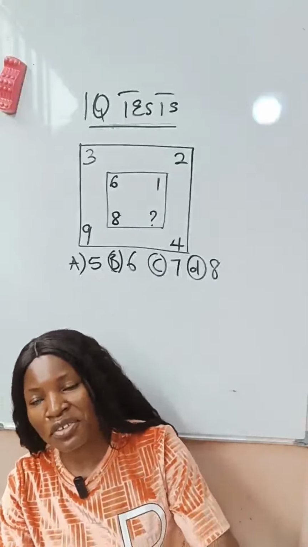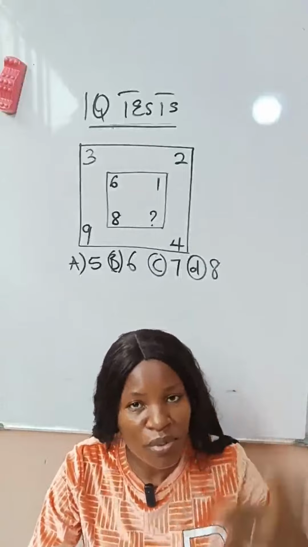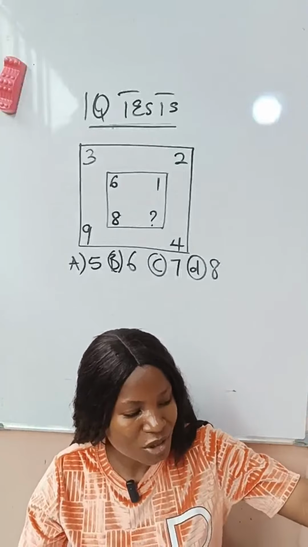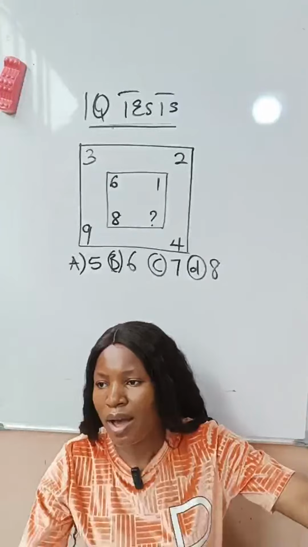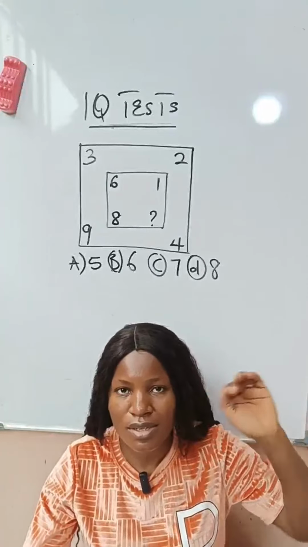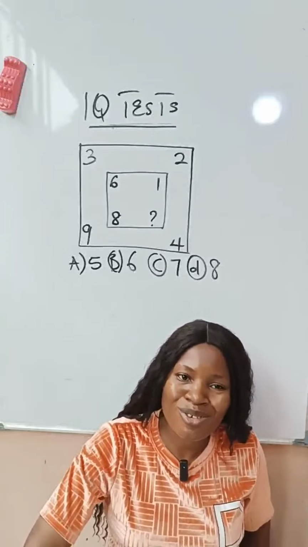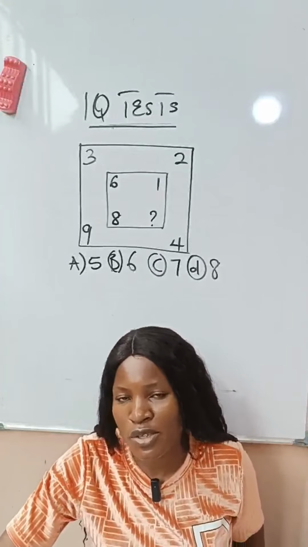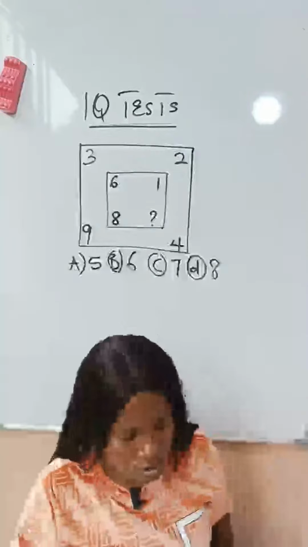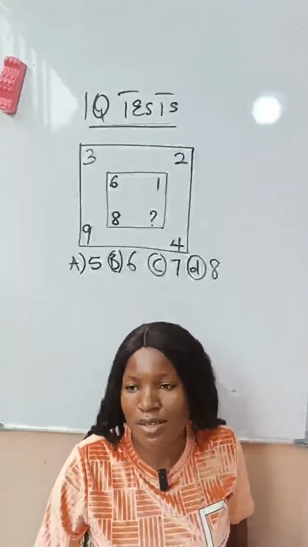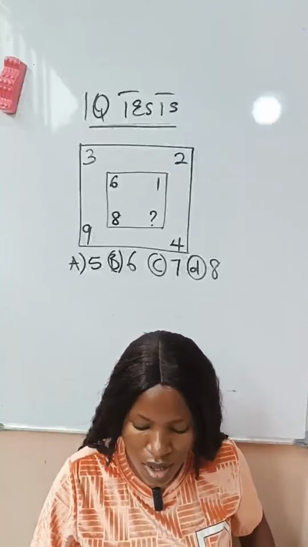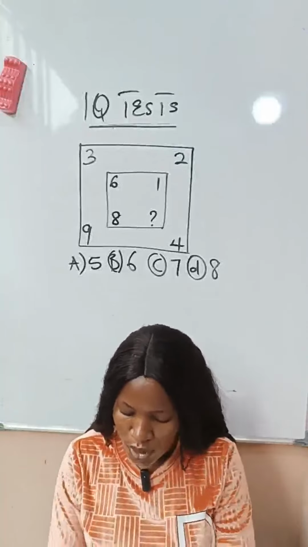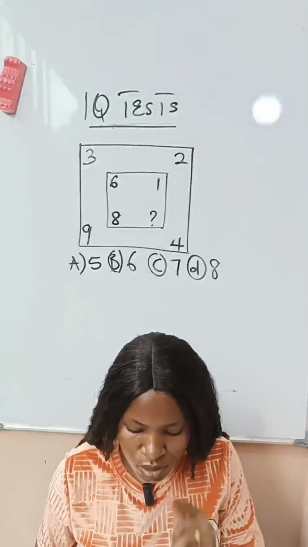This is an opportunity for you to exercise your brain. Whenever I see this kind of question, I try to solve it. That way I'm exercising my brain, and it helps reduce dementia, a situation whereby you forget things a lot. This is one of the exercises you do to control that. So I'll advise you to try to find out the missing number by yourself.